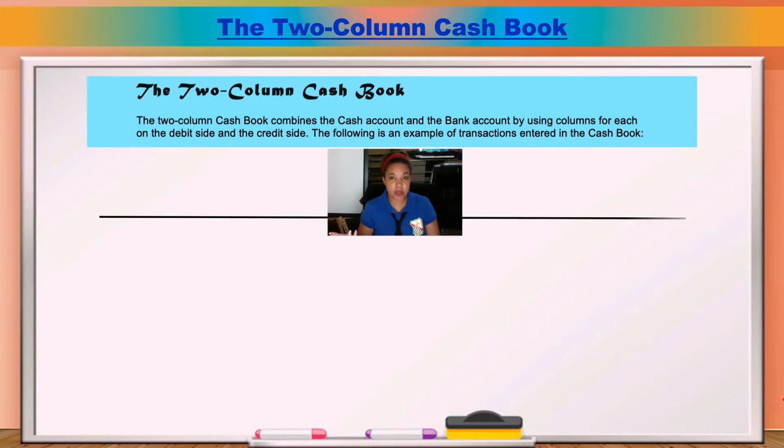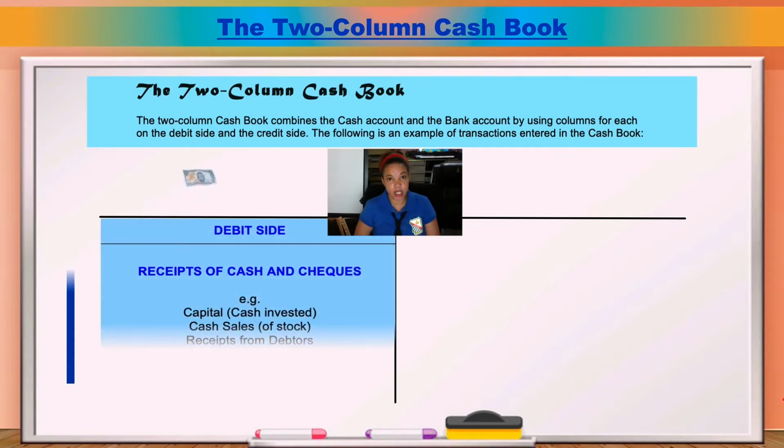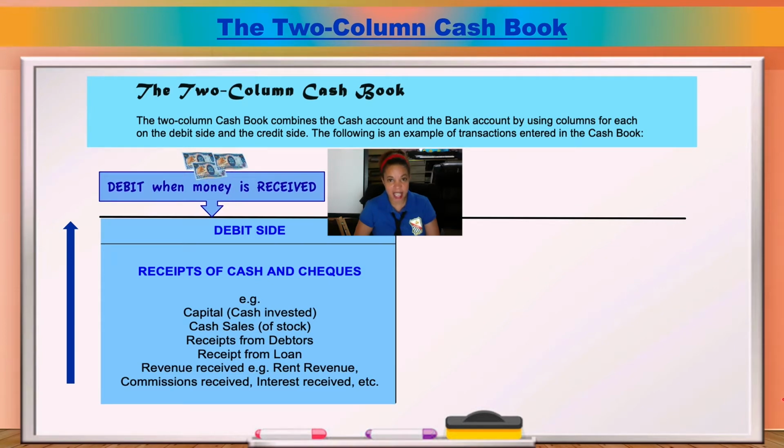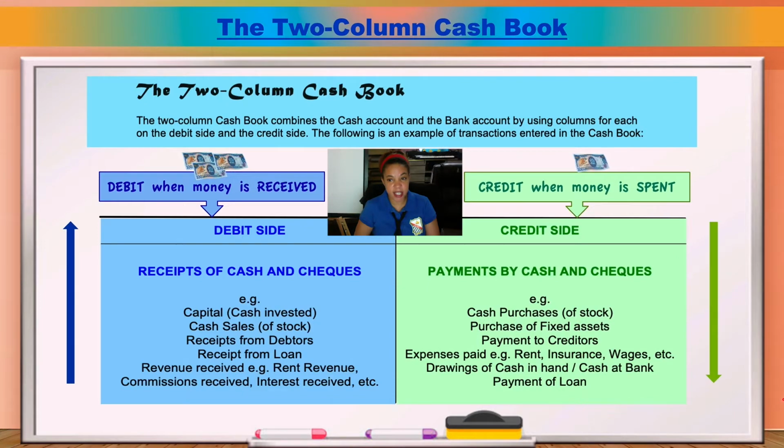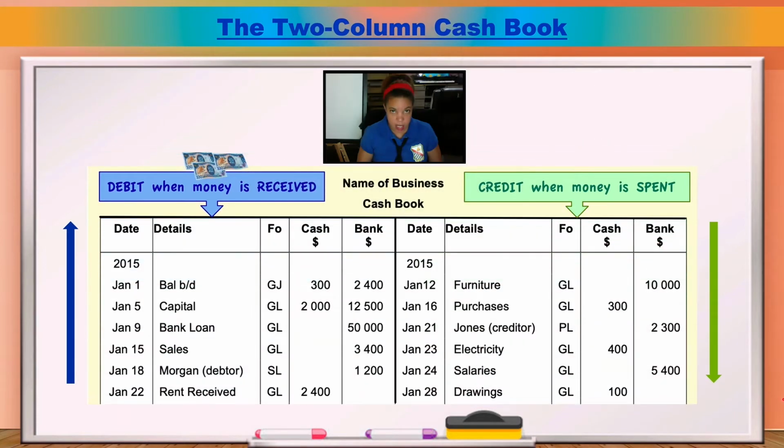It is a two-column cash book because it represents the cash and bank accounts on both the debit side, which would be all the receipts of cash in hand and cash at bank, and on the credit side, which would be any payments, any money spent in terms of cash or check from the bank account. That will be recorded on the credit side. So you're seeing some examples there of what you debit and what you credit. It's really simple going forward. Once you receive money, you put it on the debit side. Once you spend money, you put it on the credit side.